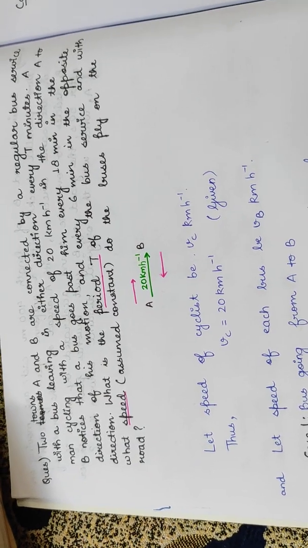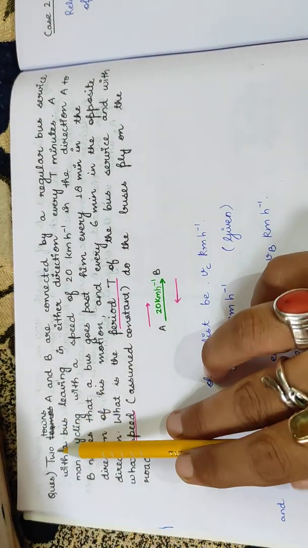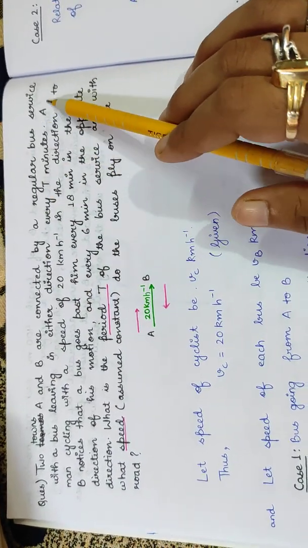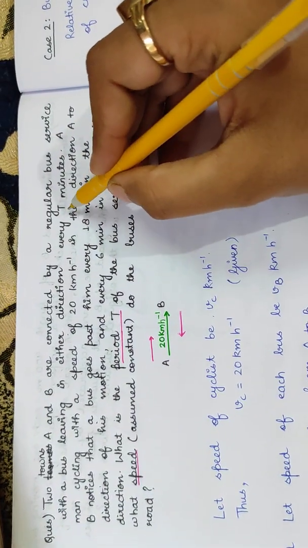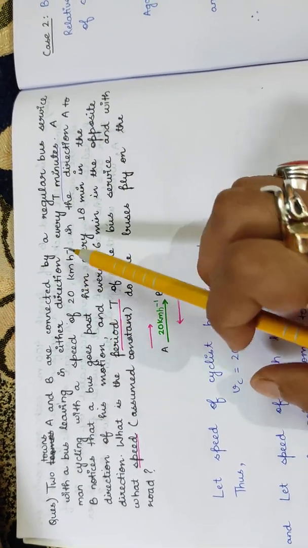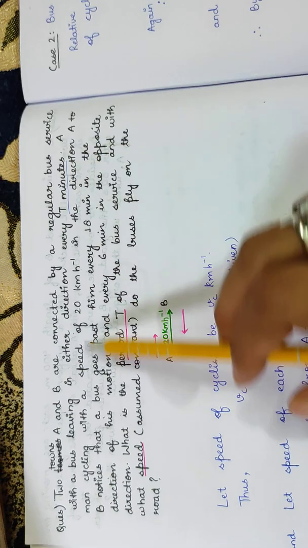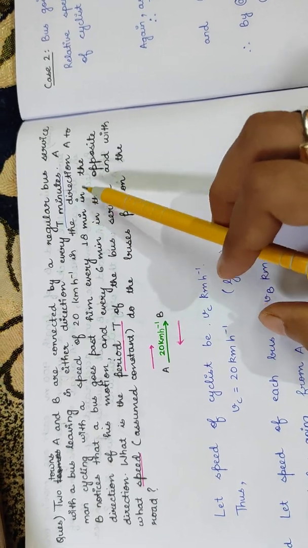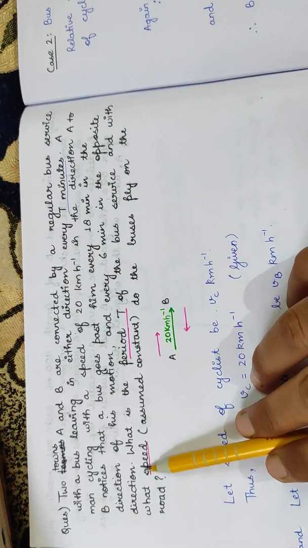Okay class, so now we will go through one more numerical related to relative velocity. So what does this numerical say? Two towns A and B are connected by a regular bus service with a bus leaving in either direction every t minutes. Now a man cycling with a speed of 20 km per hour in the direction of town A to town B notices that a bus goes past him every 18 minutes in the direction of his motion and every 6 minutes in the opposite direction.